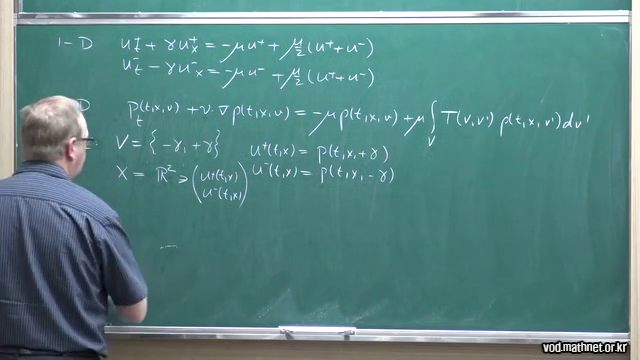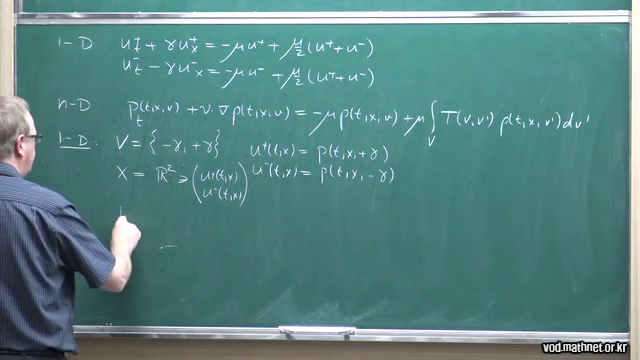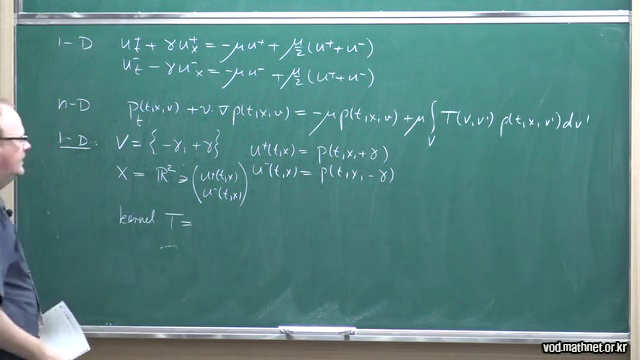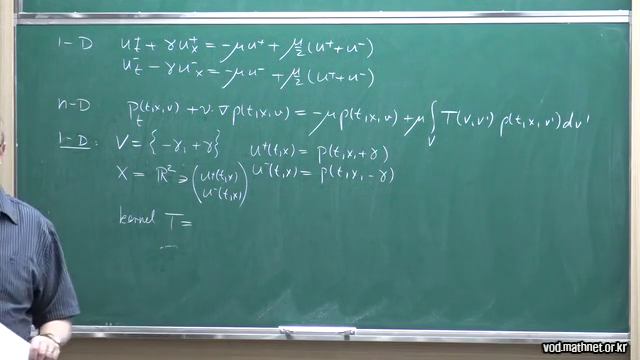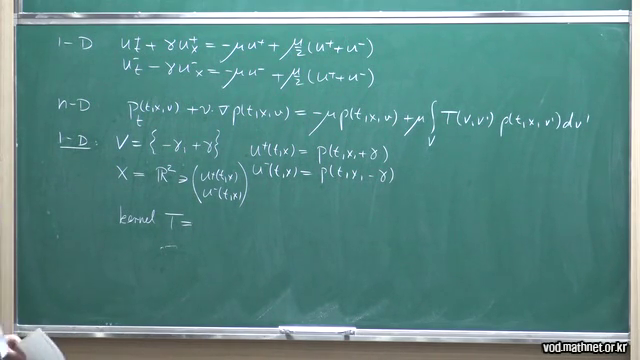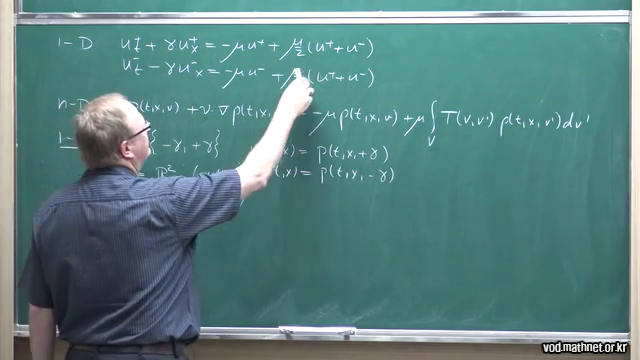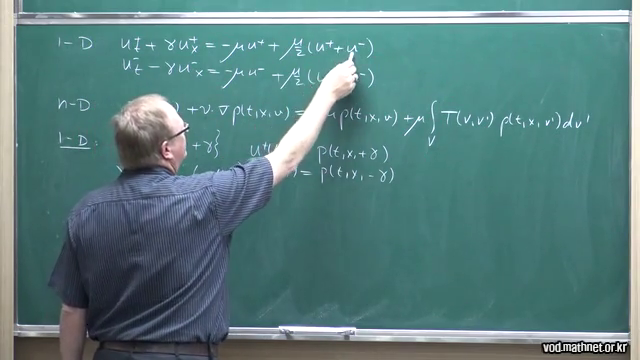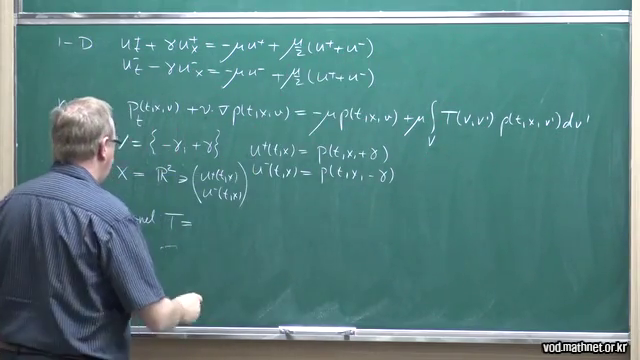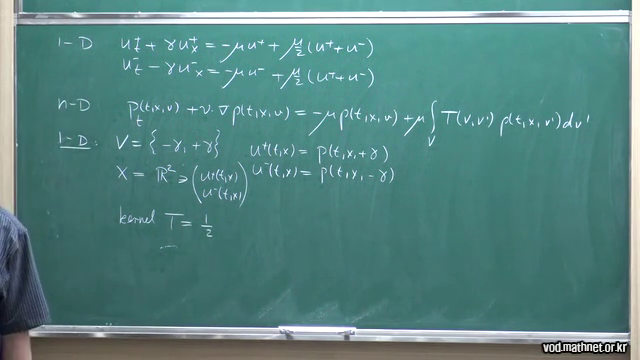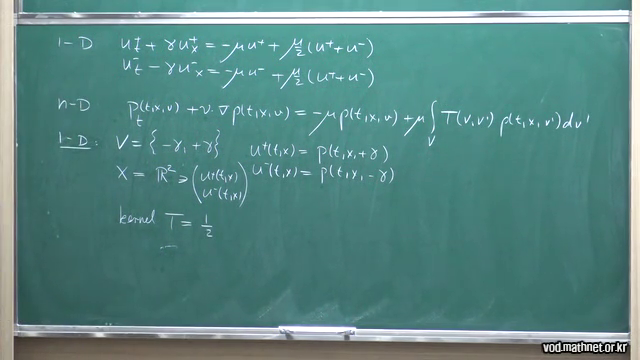Then the kernel, the integral kernel, T. This tells you the probability of jumping from V prime to V. Now, in this model, we see that the probability of jumping from plus to plus is 1/2, and from minus to plus is 1/2, etc. So in this case, the kernel is just 1/2. That's it. Just a constant number.